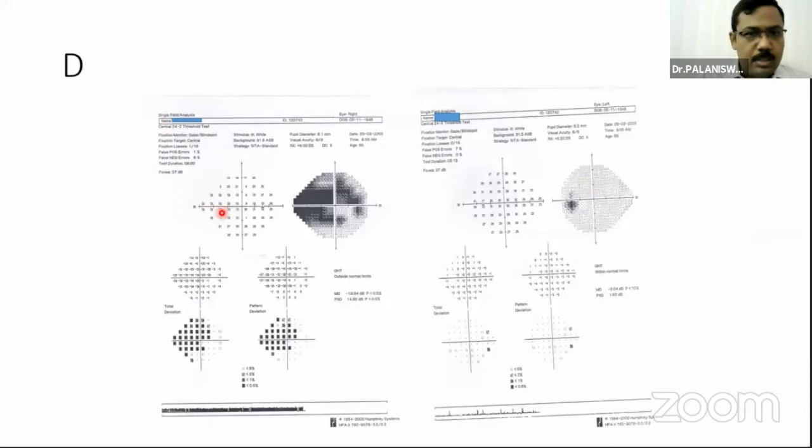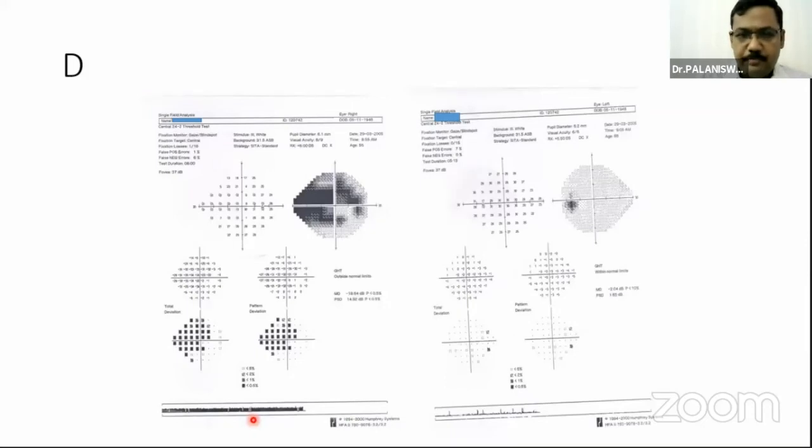This is another example. Your indices are normal. There's a diffuse depression in the superior and inferior fields. GST is outside normal limits. PSD has also been flagged. Left eye indices look normal. Couple of depressed points in the nasal field. GST is within normal limits. PSD has not been flagged. And if you pay attention to the gaze tracking, this is the typical skyscraper, a lot of patient fixation has not been proper.